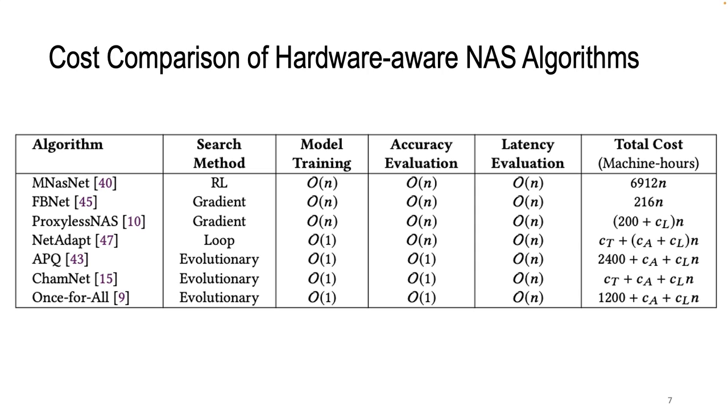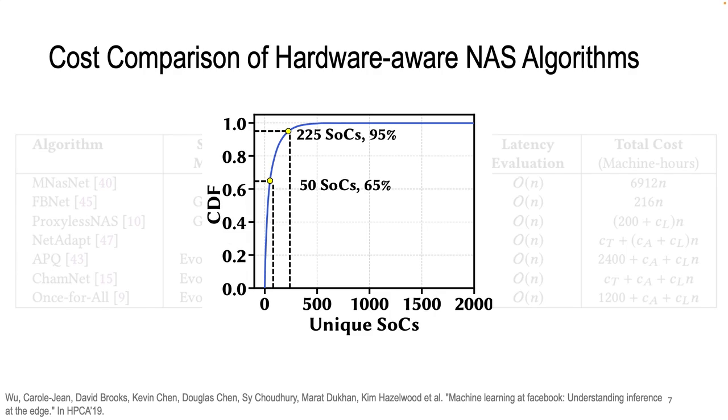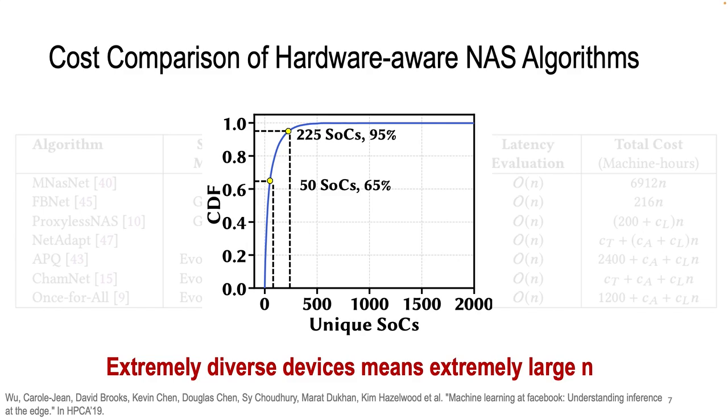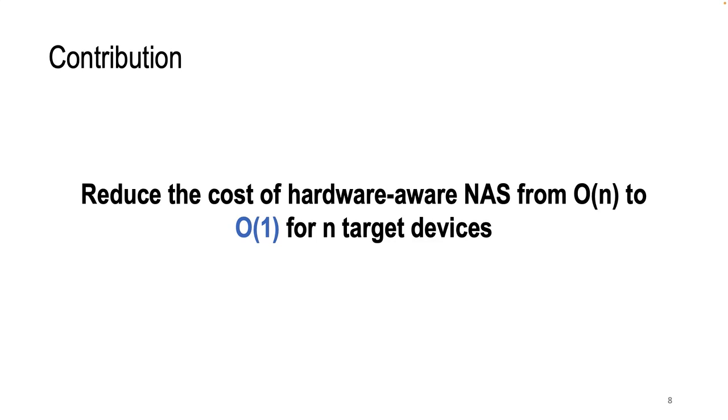In practice, the target devices for CNN deployment are extremely diverse. For example, even for the mobile devices alone, as shown here, there are more than 2,000 system-on-chips available in the market, and only the top 30 system-on-chips can each have over 1% of the share, which means in practice, n would be extremely large. In this paper, we focus on reducing the total latency evaluation cost for scalable hardware-aware NAS.